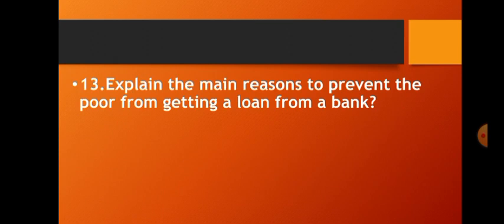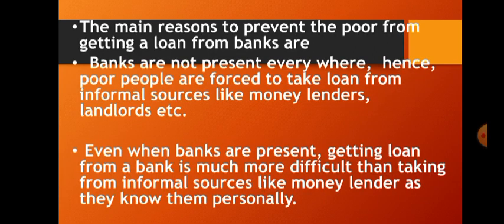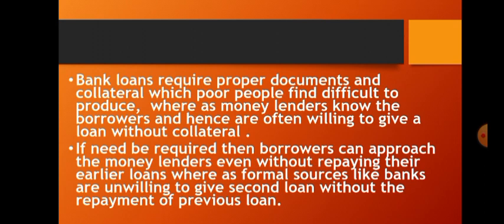Explain the main reasons that prevent the poor from getting a loan from a bank. Why are some poor people not getting loans from the bank? Banks are not present everywhere. Hence, poor people are forced to take loans from informal sources. Even when banks are present, getting a loan from the bank is much more difficult than taking one from informal sources. Bank loans require proper documents and collateral. Money lenders have no need of this collateral and documents. If required, borrowers can approach the money lender even without repaying their earlier loans. But banks never give loans without the repayment of the previous loan.